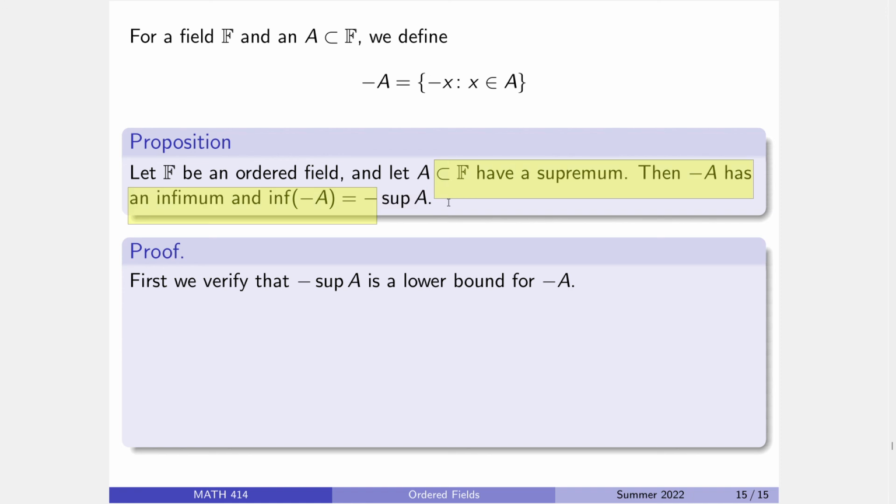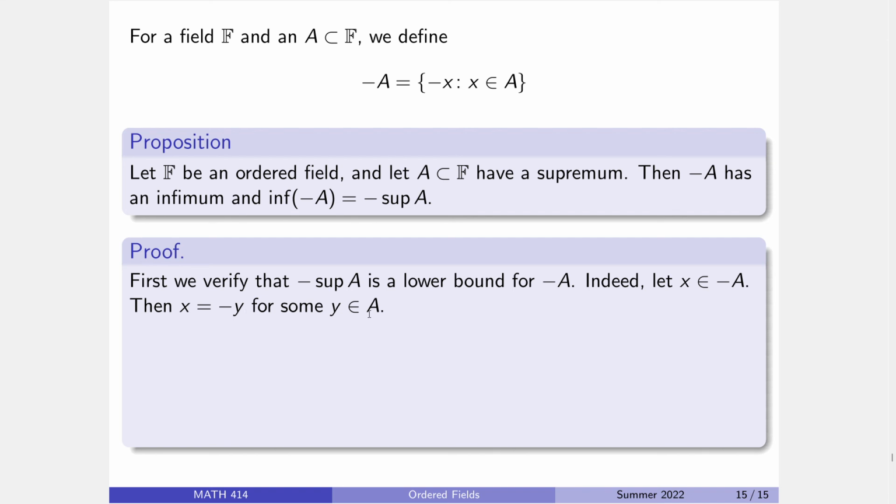Well, in order for this to be the infimum, two things need to be true. First of all, it's a lower bound, so let's prove that. Take an element that lives in the set negative A; I need to show that this is always less than or equal to it. Well, if x is in negative A, what does that mean? That means you are negative y for some y in A. And if you live in the set negative A, then you're negative something from A.